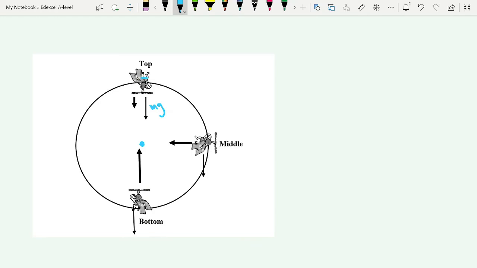Because this person is sitting in a chair and is upside down at this point, there's a normal contact force between the chair and the person's bum. Because that's acting towards the center of the circle too, that can contribute to the centripetal force. We know centripetal force is calculated by mv squared over r. So mv squared over r is going to be equal to the weight of the person, mg, because that's the force that's acting towards the center, so that must be the force that is keeping the object moving in a circle, plus your normal contact force.